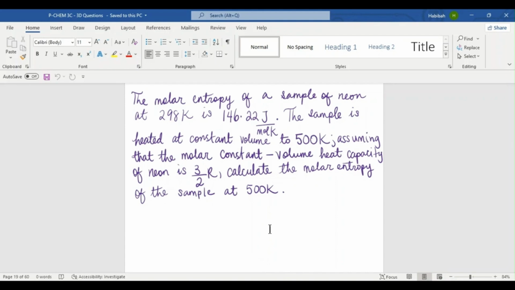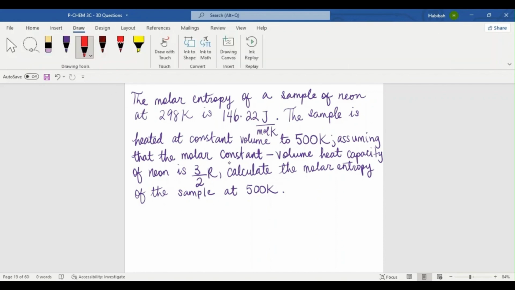Salam and welcome everyone. So today we're going to be working on the question on the screen that says the molar entropy of a sample of neon at 298 Kelvin is 146.22 joule per mole Kelvin. The sample is heated at constant volume to 500 Kelvin. Assuming that the molar constant volume heat capacity of neon is 3 over 2 R, calculate the molar entropy of the sample at 500 kelvins.